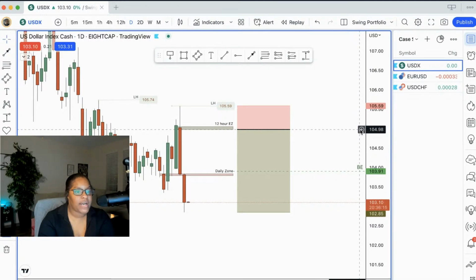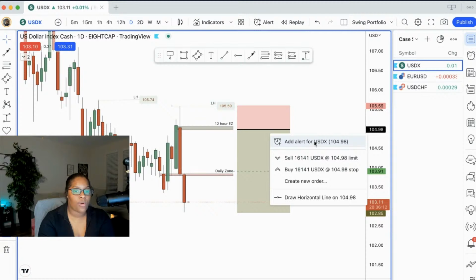What I'll do is I'll come here and I'll click on the plus sign, and then I'll click on add alert.